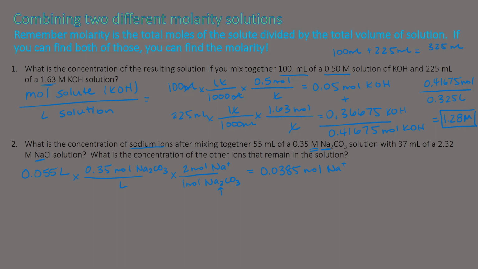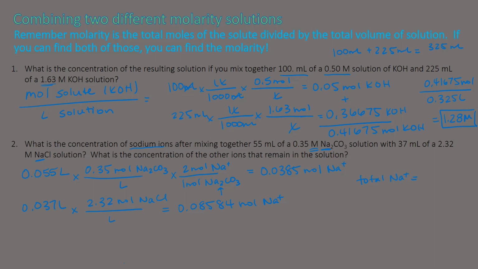of the sodium ion. And then I'm going to do the same thing for the other solution. 2.32 moles of sodium chloride for every single liter. And this one, there's only 1 sodium in there, so it's going to be the exact number, 0.08584. And then we're going to add both of those together.